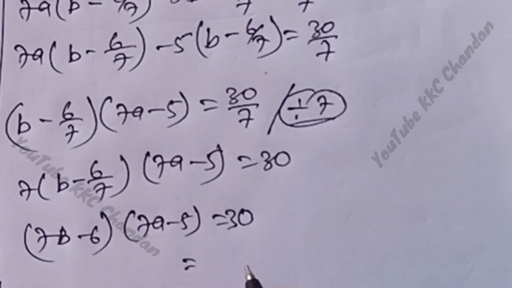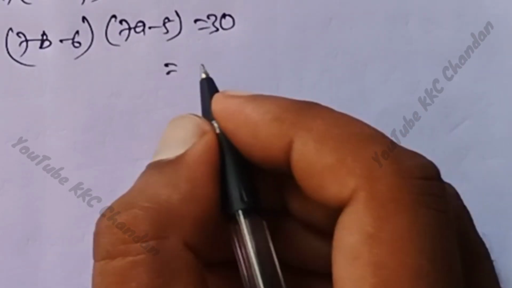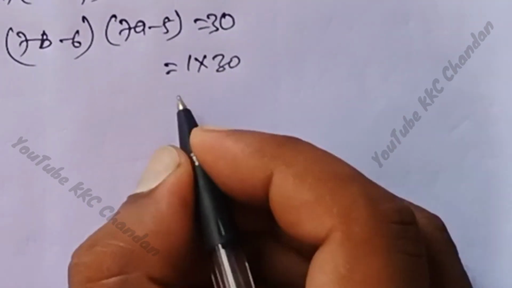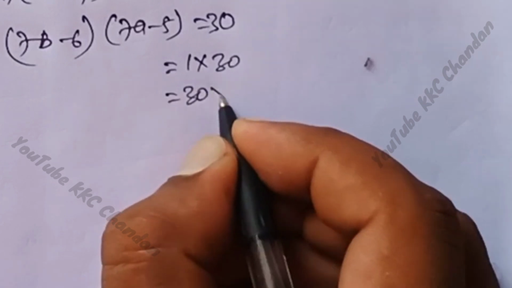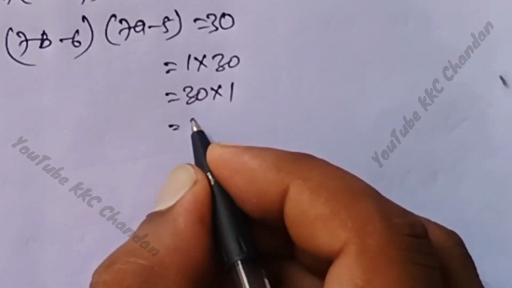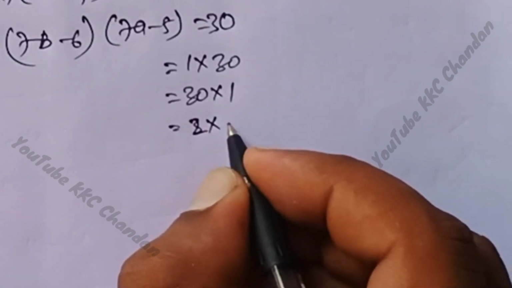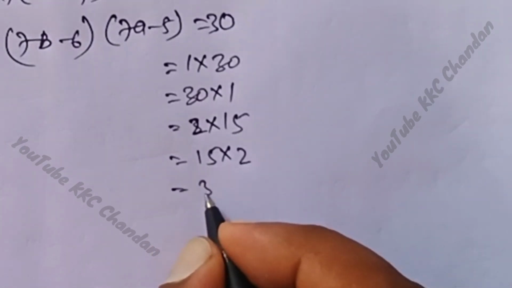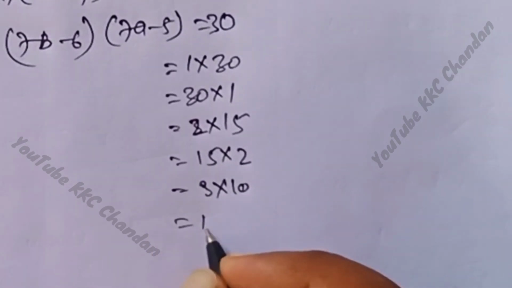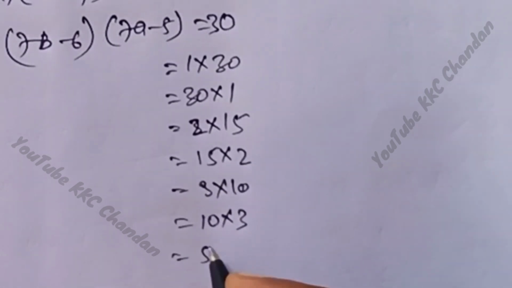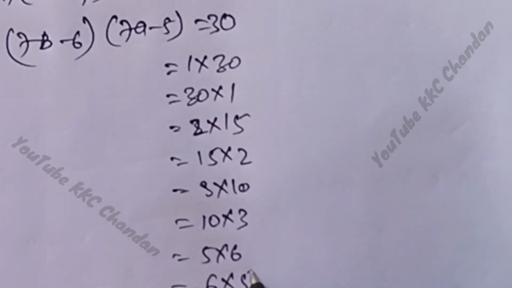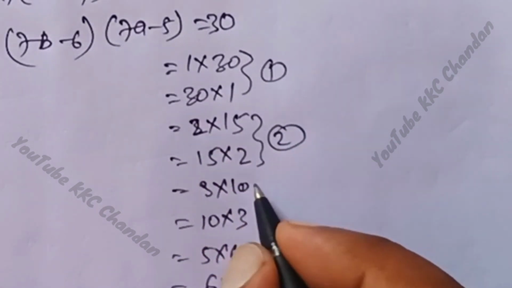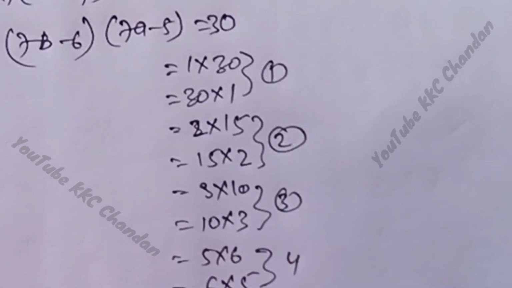What are the factors of 30? Here there are 8 factors. First of all, 1 into 30. Second, 30 into 1. Third, 2 into 15, 15 into 2. 3 into 10, 10 into 3. 5 into 6, 6 into 5. This is the first case, this is the second case, this is the third case, this is the fourth case.